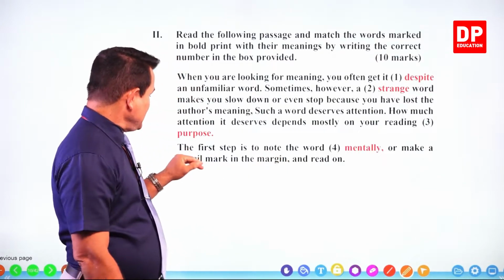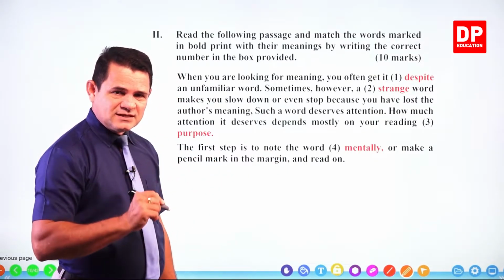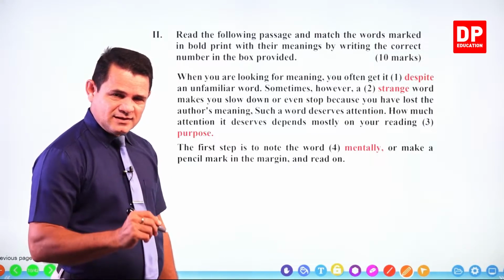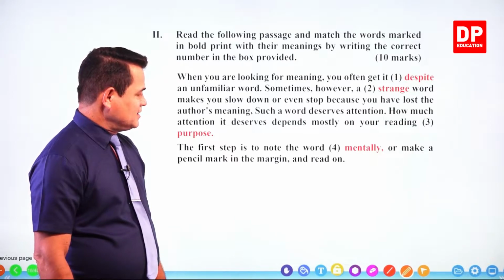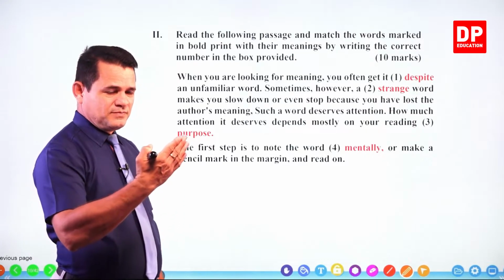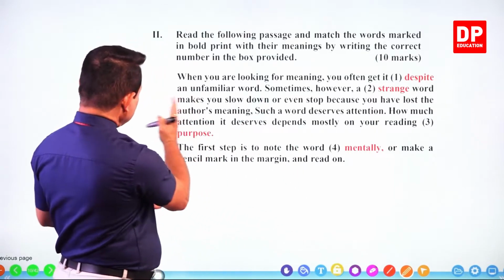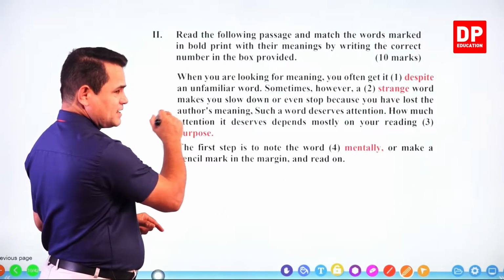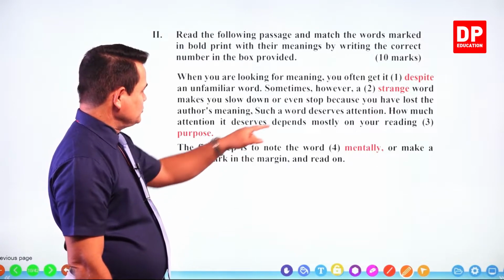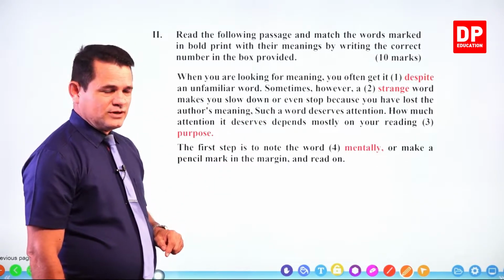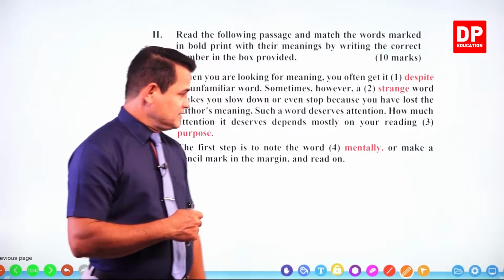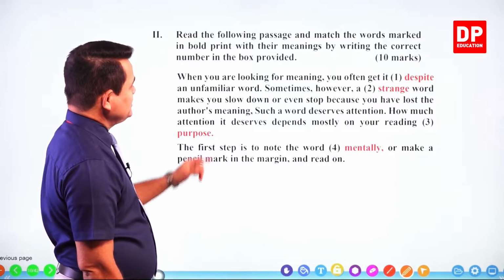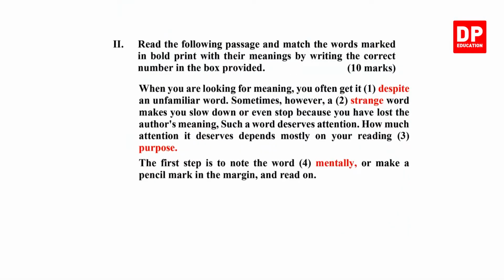Or make a pencil mark while reading. Make a small pencil mark, a line, a little mark in the margin, and read on. In the margin means that when you take the reading text, there's a margin on this side. Put a small tick mark here where there are new words. So there are two options. One is that you mark it mentally or else with a pencil, right? And next, now these words: despite, strange, purpose, mentally.